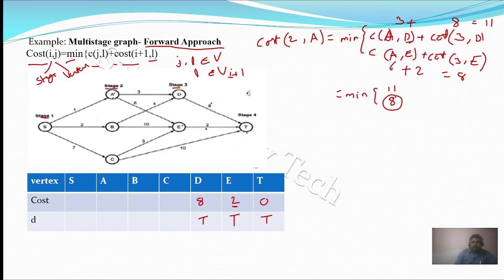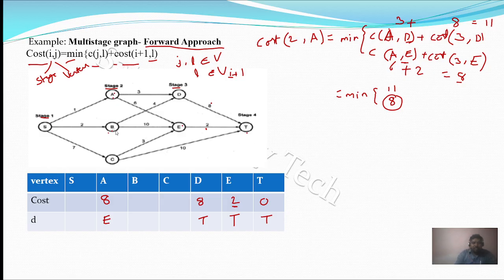So you can note down here in vertex A, 8 is the minimum. Via which vertex? Either D or E. So you can see here it is via E. So A to E. So you can reach us to E.